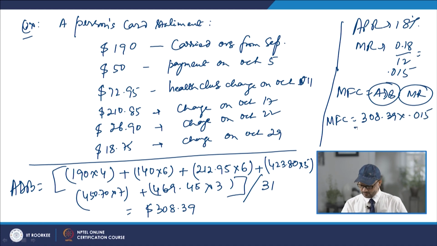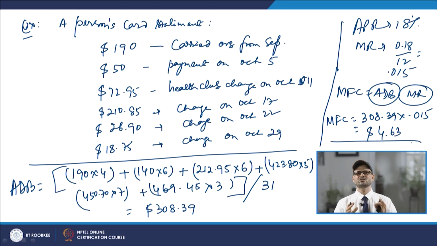So, it will be $4.63. This will be your monthly finance charges, which will be calculated, and you know that these credit card companies are charging monthly finance charges based on all these average daily balances. So, you can calculate the average daily balances from those card statements.